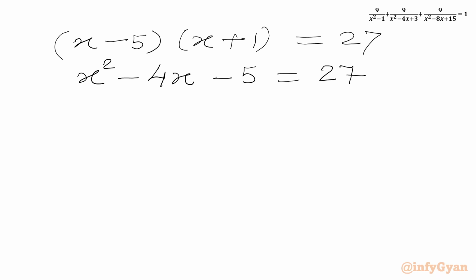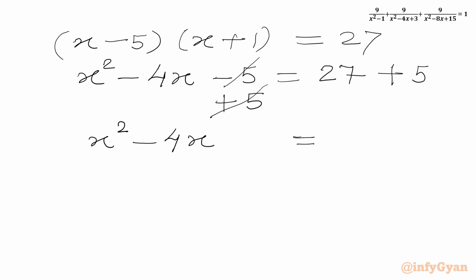Now we will add 5 to both sides. So we'll write plus 5, and on the RHS we'll add plus 5. Minus 5 plus 5 will be over. We will get x² - 4x = 32.